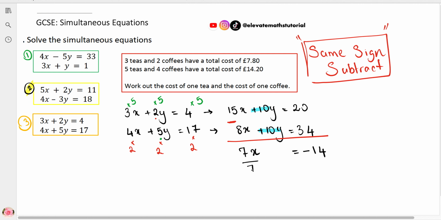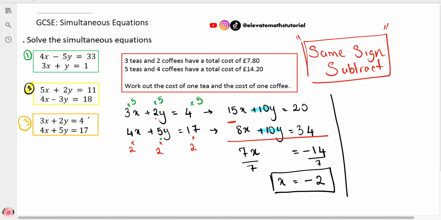So divide by 7 on both sides, and then x is equals to minus 2. So that's the value of x. We now go back and plug it into this one or this one to find the value of y. As I always say, I pick the numbers that are smaller. It's easier to work with.